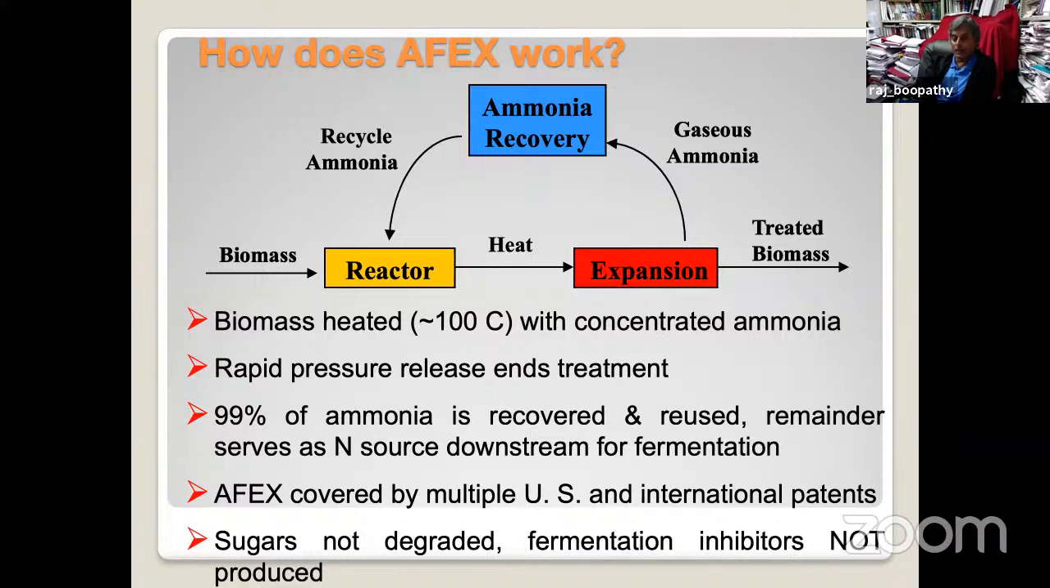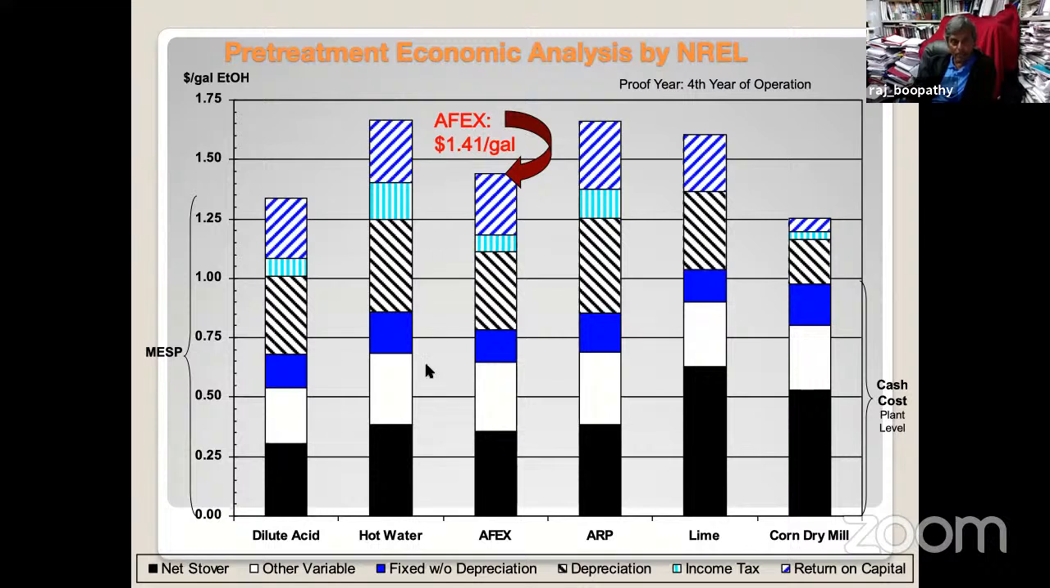In this technology, sugars are not degraded. You get 100% sugar available for fermentation. No inhibitors are produced. Okay. So based on AFEX modeling, the cost of producing ethanol from crop residue is $1.41 per gallon from AFEX technology, compared to acid pretreatment, hot water pretreatment, lime and corn dry mill. So this technology is right there, and they're trying to reduce the cost. Currently, that's the cost based on the ammonia use and the technology used.